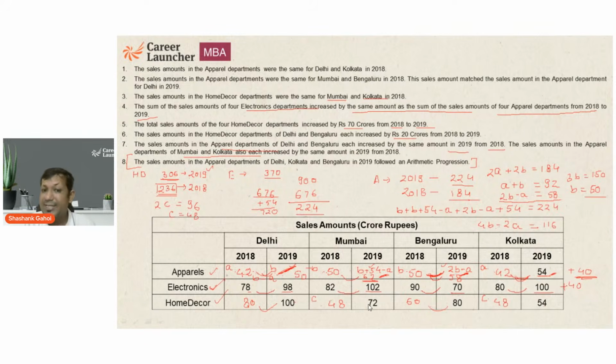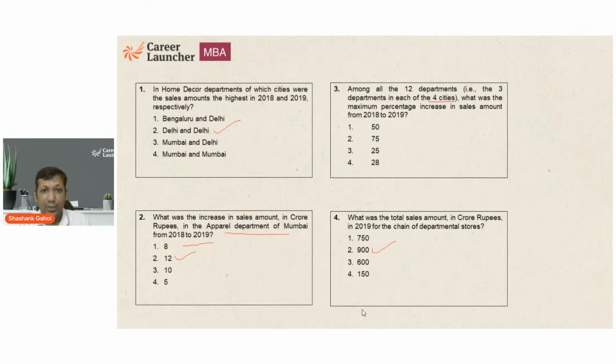48 to 72 is 50%. This is 33.33%, again less than 50%. So I can see the highest percentage increase in Mumbai in home decor, where the percentage increase is 50%. That is 48 to 72. That is the highest jump we can see. So the answer of this question comes out to be option 1, that is 50.